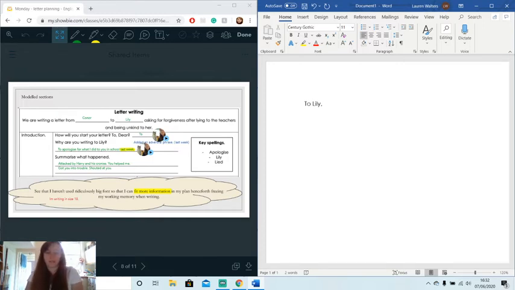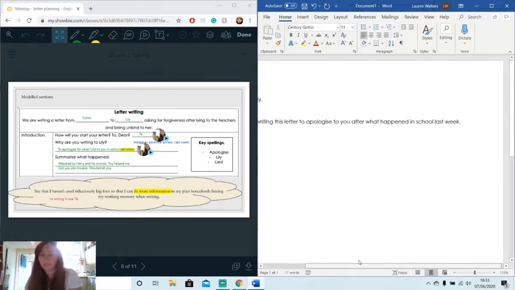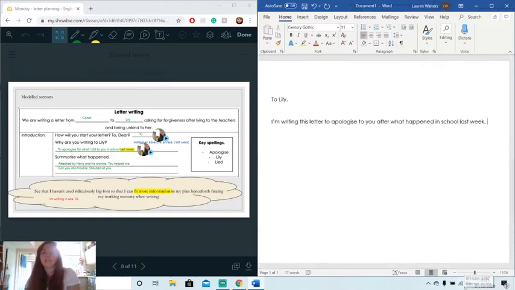Okay, so I'm going to write to Lily. I'm writing this letter to apologise. I always really have to think about that spelling. I'm writing this letter to apologise to you after what happened in school last week. Lovely. It's fine that it's informal and it's contractions, because I'm a 13-year-old boy. Okay, so this is not a formal letter. To Lily, I'm writing this letter to apologise to you after what happened in school last week.